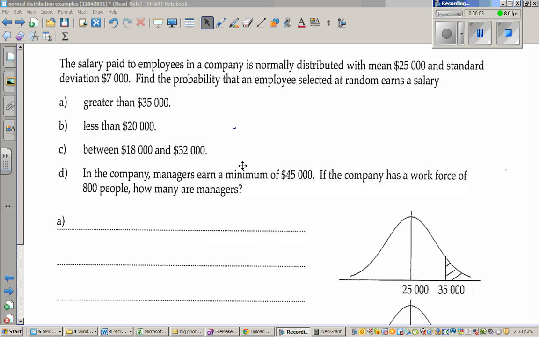In this video, I'm going to show you how you can use the normal distribution table and also a graphic calculator to find different probabilities. Okay, so let's read this question.